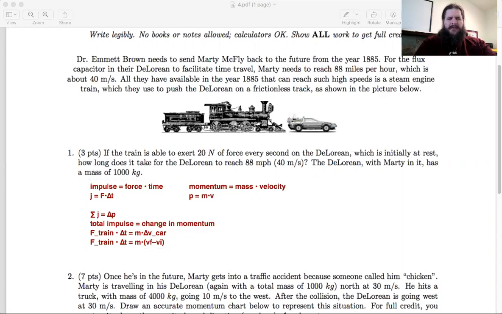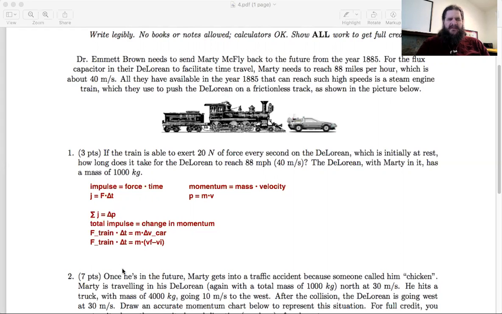And do we know anything about the initial and final speeds? Initial is at rest, right? So it would be 0. Yeah, so V initial is 0 and V final is 40 meters per second. Yeah, so we know both of those values. We know the mass of the car. We also know the force of the train. The only unknown left would be time.